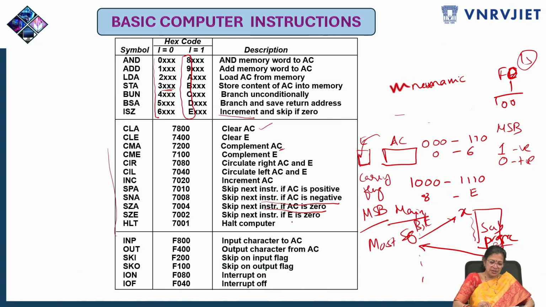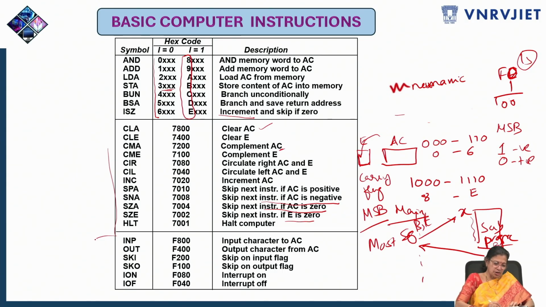Similarly, skip next instruction if E is 0. If the extra bit is 0, that is, if there is no carry, skip. If the condition is not satisfied, it will not skip and it will execute the next instruction. In all these four instructions, that is the case. And the last one, if you look, is halt computer. Actually, this is an instruction which controls the processor. The CPU will stop executing.